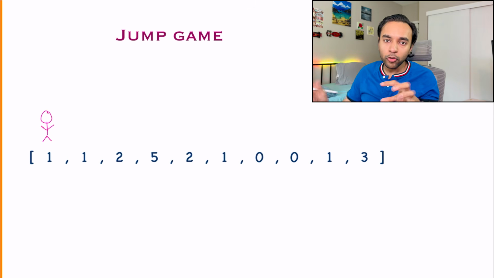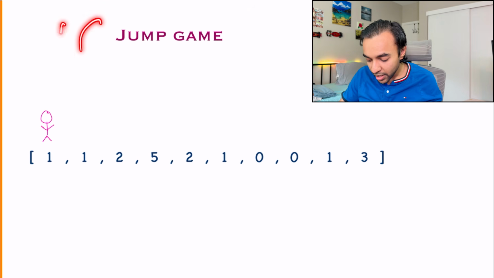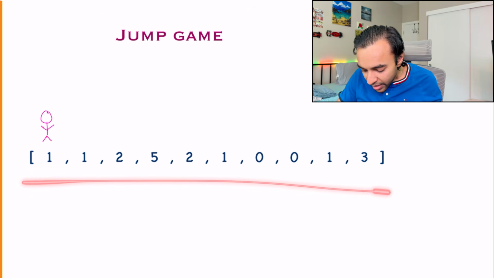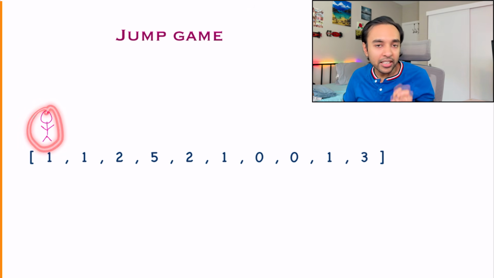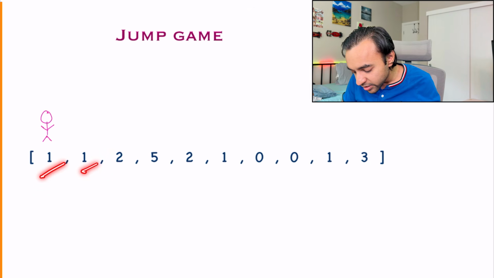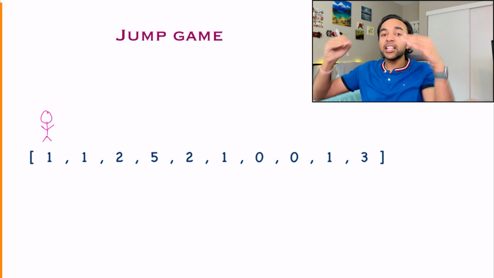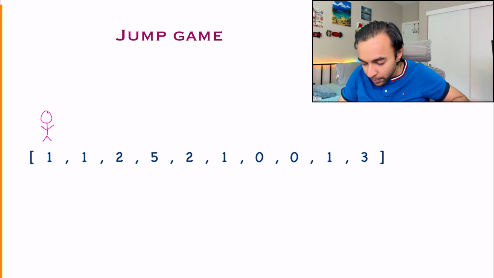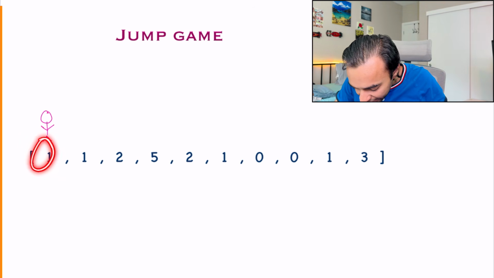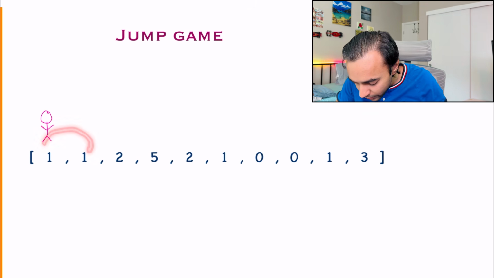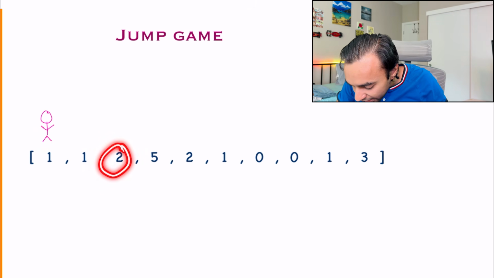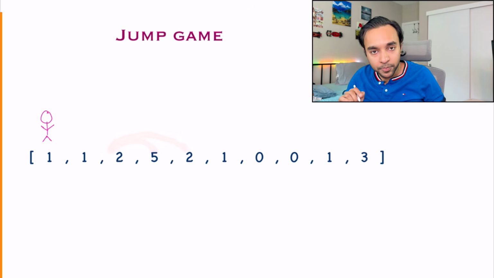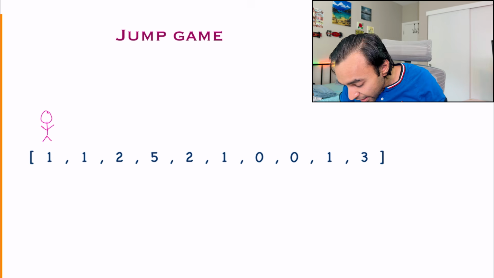The next problem I want to talk about is the jump game problem. You are given a certain array and I am standing over here at the first position. Each of these numbers represents the maximum number of jumps I can take from this particular position. It means that if I'm standing here, I can just take a maximum of 1 jump. If I'm standing over here, I can take a maximum of 2 jumps. I can either take 1 jump or I can take a jump of 2. If I'm standing here, then I can take a maximum of 5 jumps.